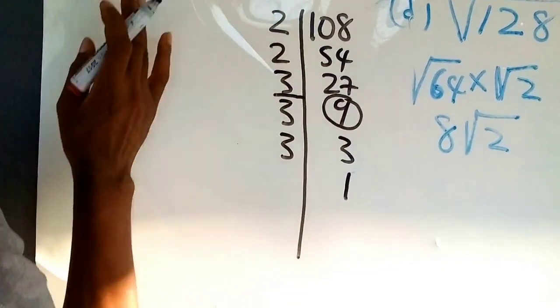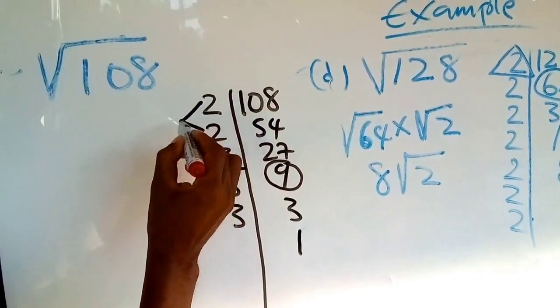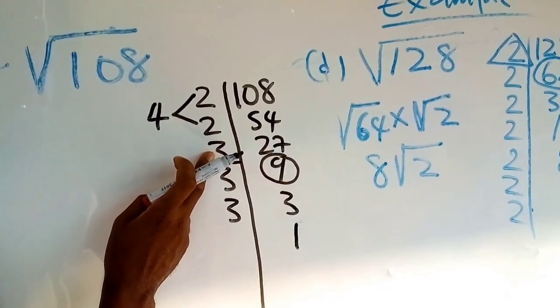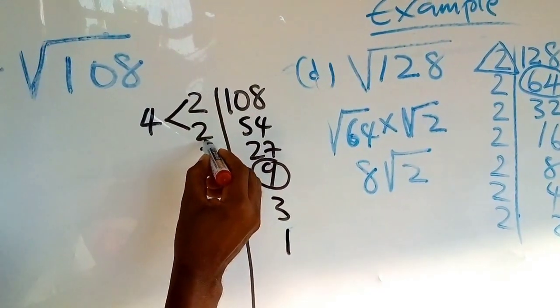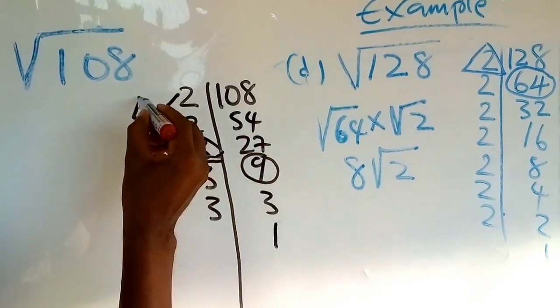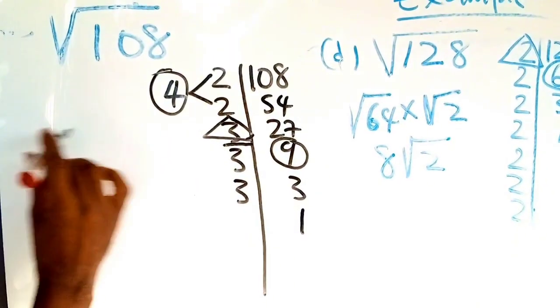Don't use this side. This side is off. Then check from here up. Can I get any perfect square here? Yes. 2 times 2 is what? 4. So I have only 3 left. The 3 now becomes my root, in triangular form. This one will be in circular form. So let me now represent it very well.